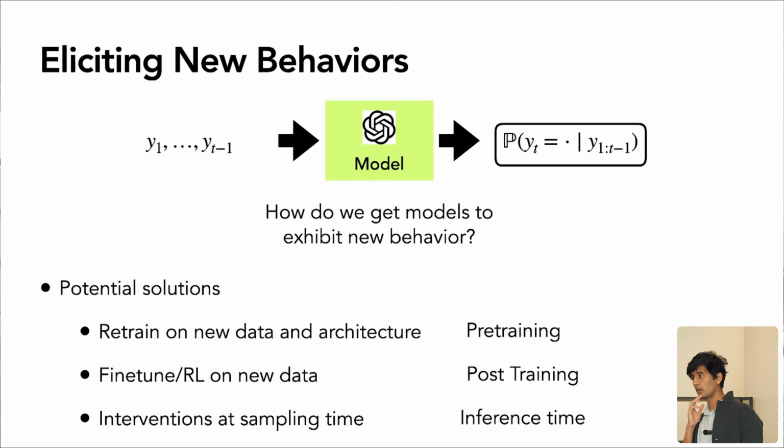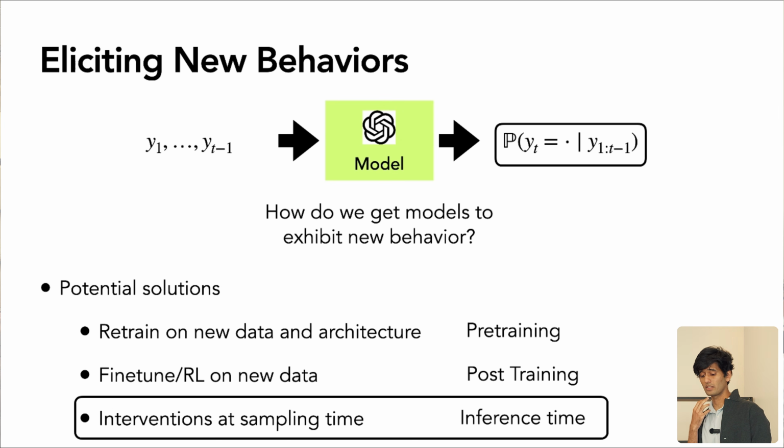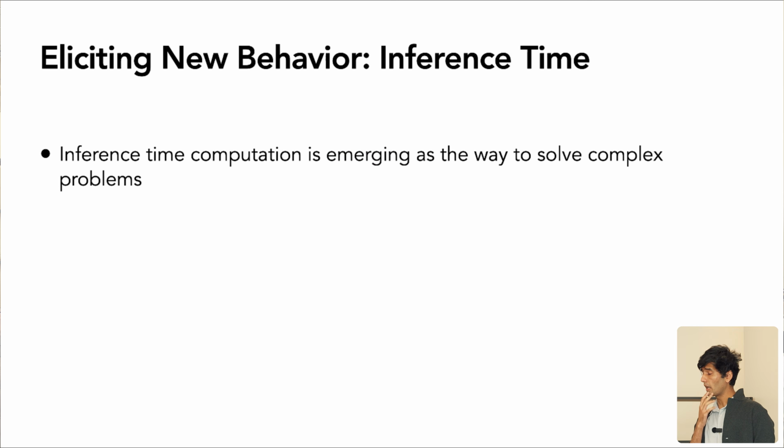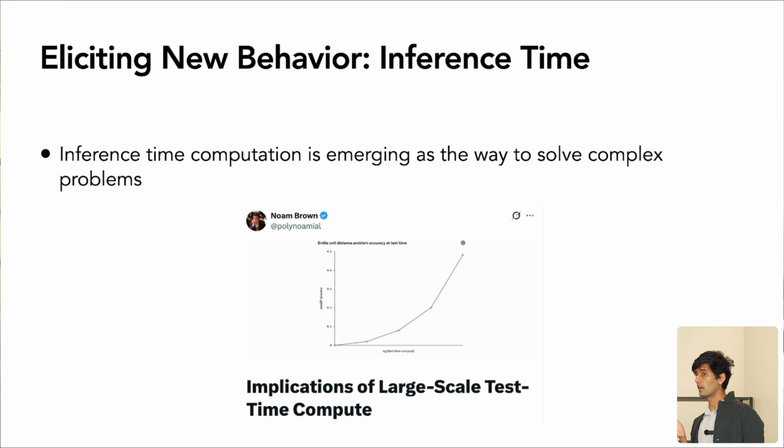So given that context, we'll look at the third solution, which is interventions at sampling time. In addition to being a more flexible solution to the problem that we are looking at, it is also emerging as the new de facto way in which we are getting solutions that we care about, especially in complex domains such as mathematics and the sciences.